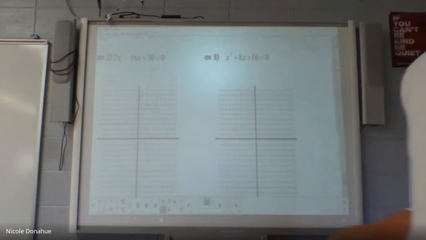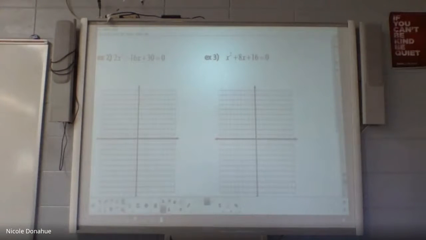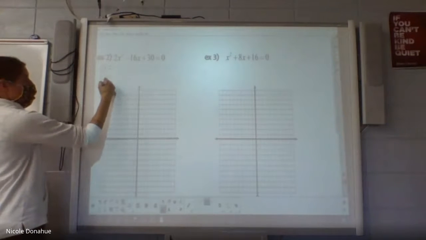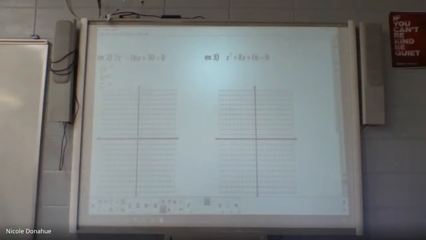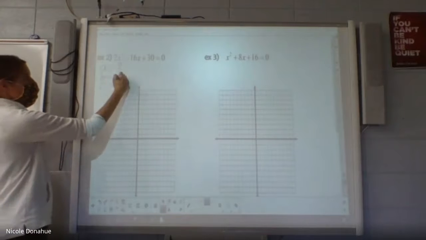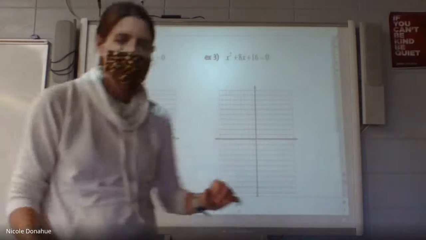All right. So again, as we go through this, I like to list what A, B, and C are first, just so we all know what we're talking about here. So A, B, and C. What's A in this case? 2. B is? Negative 16. C is? 30. That's what that is.